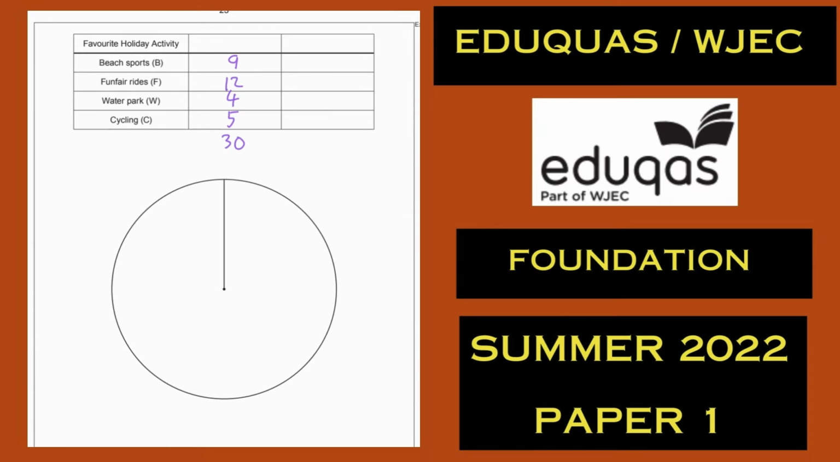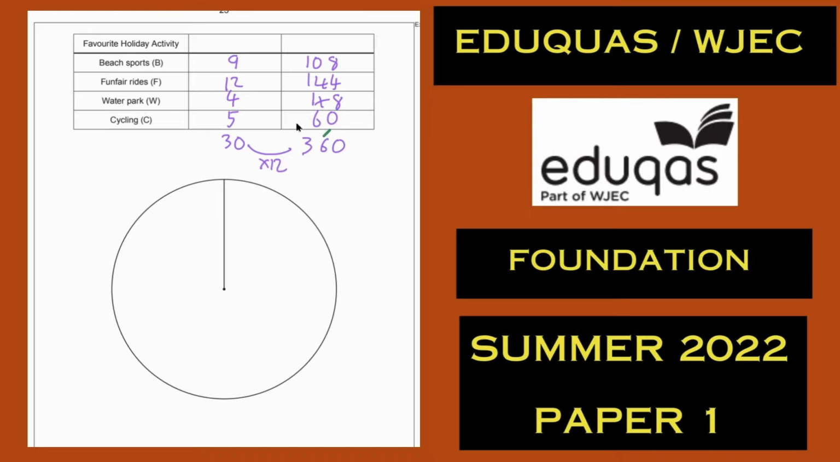What do we need for a pie chart? We need the angles to add up to 360. What we also then need to do is times everything by 12 so we won't have a gap. It's non-calc, so mental arithmetic, times tables or short division, entirely your choice. 9 12s, 12 12s, 4 12s, whoops, 48 I meant. You know I meant that.